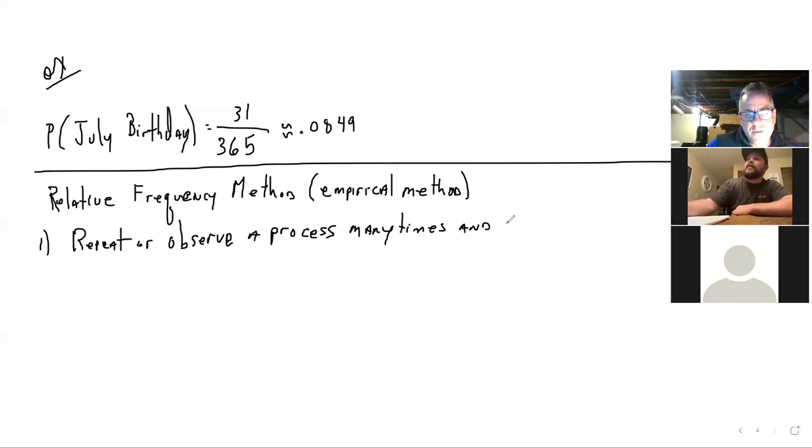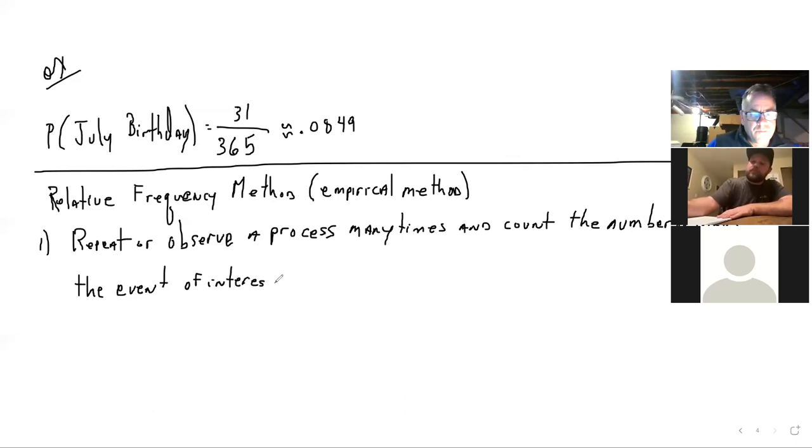and count the number of ways or times the event of interest, call that event A in general, occurs.